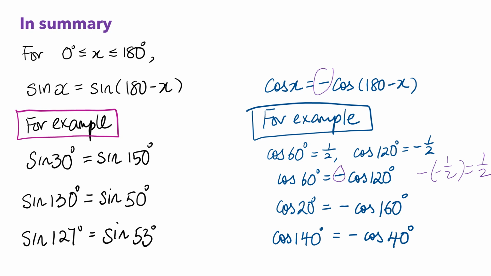Okay, so you see that these angles add up to be 180. They're called supplementary angles. 140 plus 40 gives you 180. 20 plus 160 gives you 180. 60 plus 120 gives you 180. Okay, so that's the difference between sine and cosine.